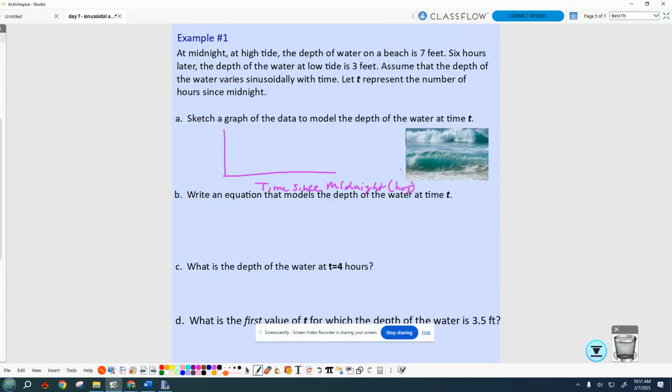So for science, I would put some names on the axes. Do I need negative depth for this particular example? No. Do I need negative time values? No. I'm gonna label my x-axis hours, or time since midnight. I'm gonna have midnight be 0. And the other axis is water depth, and it's in feet.